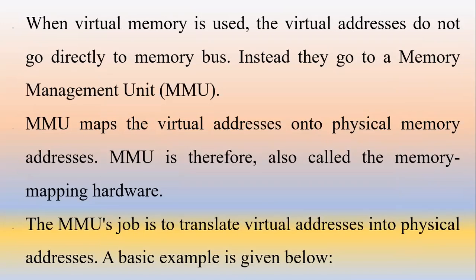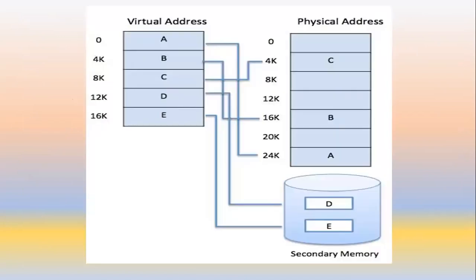When virtual memory is used, the virtual addresses do not go directly to the memory bus, as we have seen. Instead, they go to a memory management unit. The memory management unit maps the virtual addresses onto physical memory addresses. The memory management unit is therefore also called the memory mapping hardware. Its job is simply to translate virtual addresses into physical addresses, just as you can see from the following diagram.